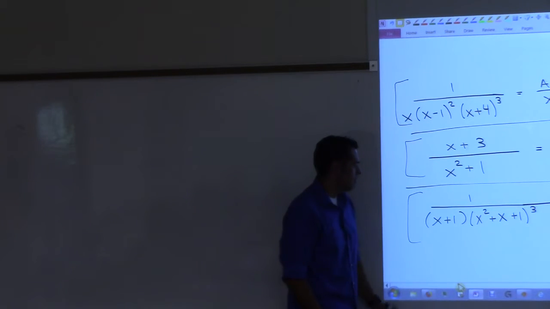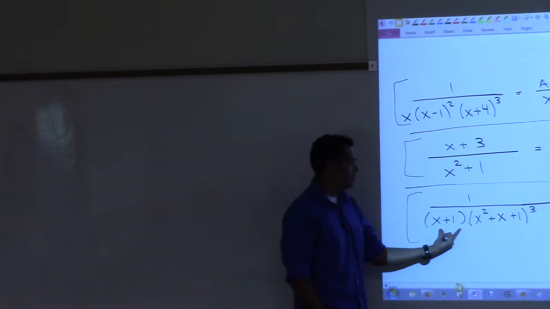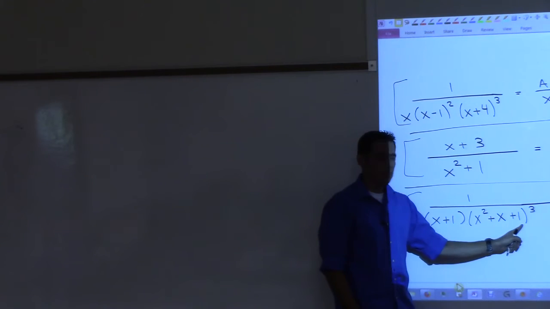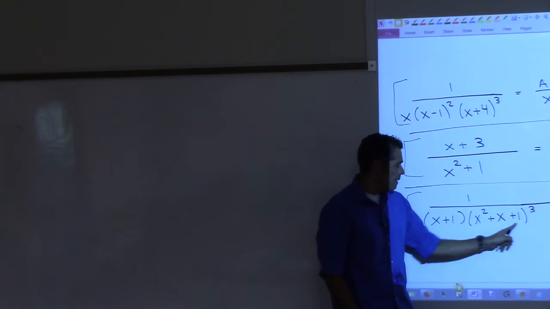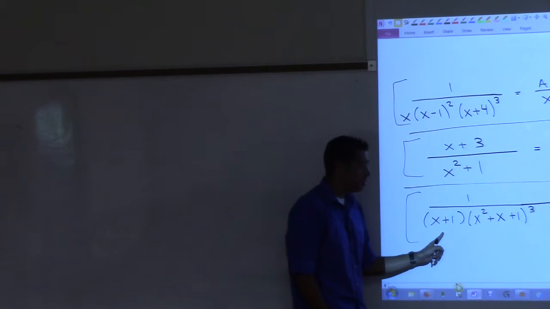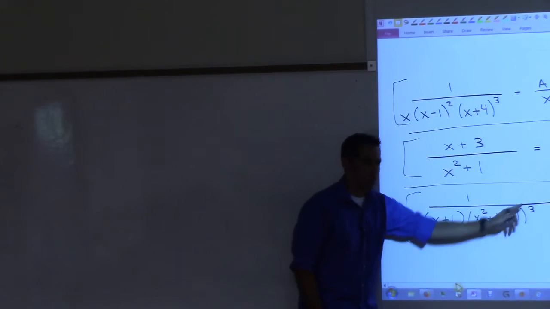What do you see here in the denominator? This is x plus 1. So what type of factor is this? Linear. And this is quadratic, and it's repeated, and it's irreducible. How do I know that's irreducible? Because I know that doesn't factor just by looking at it. So you have a linear factor, and you have a repeated irreducible quadratic.